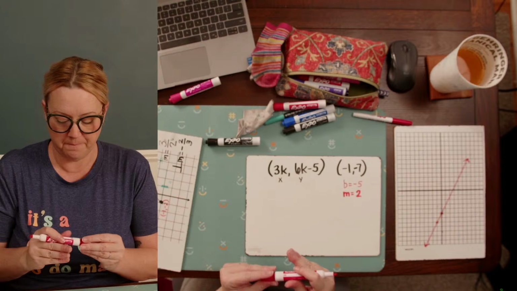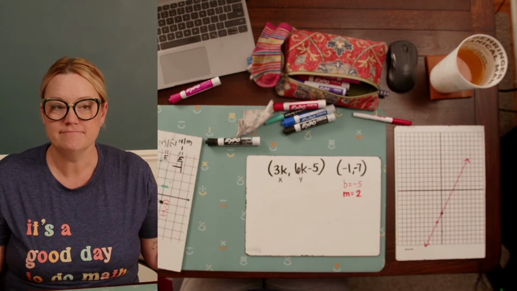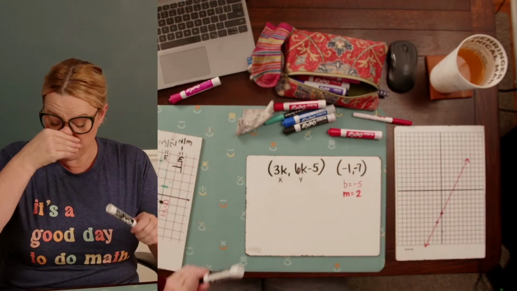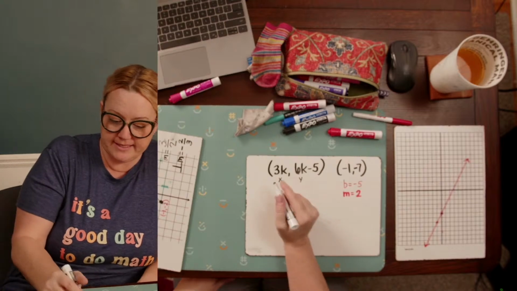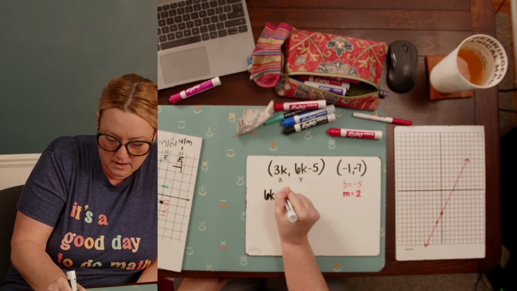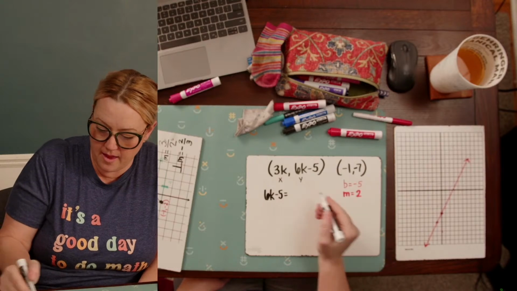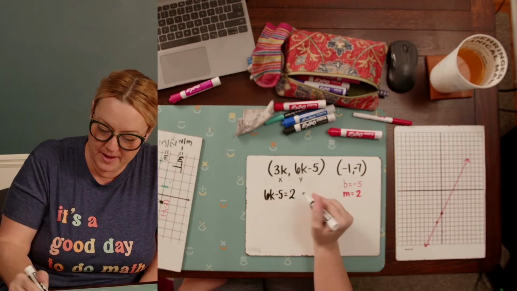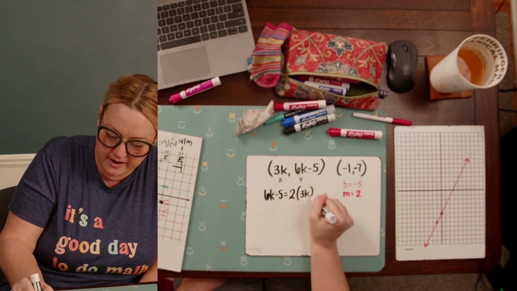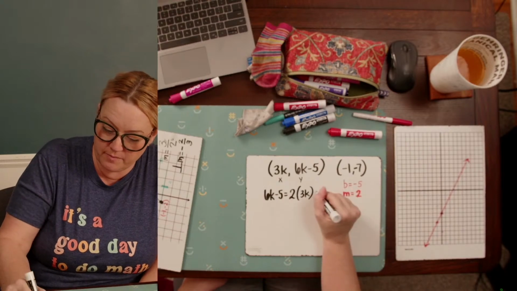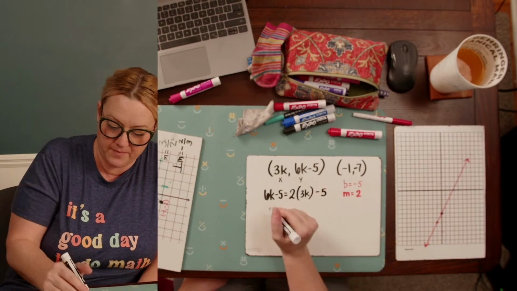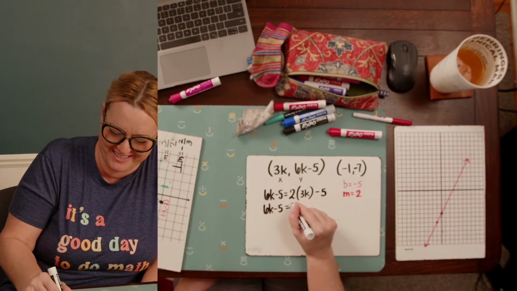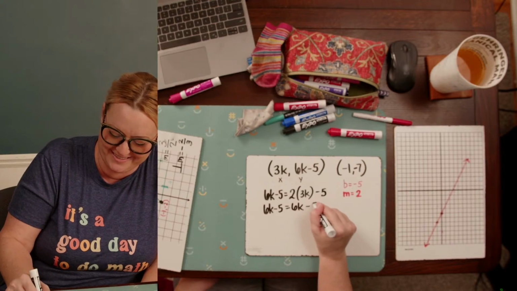Great. So now, again, plug in what we know, solve for what we don't know. So y equals mx plus b. We know our y is 6k minus 5. M is 2. That's a lot nicer than negative 15. Times 3k, which is our x, and then plus b, which would be minus 5. So we've got 6k minus 5 equals 6k minus 5. That doesn't make any sense.